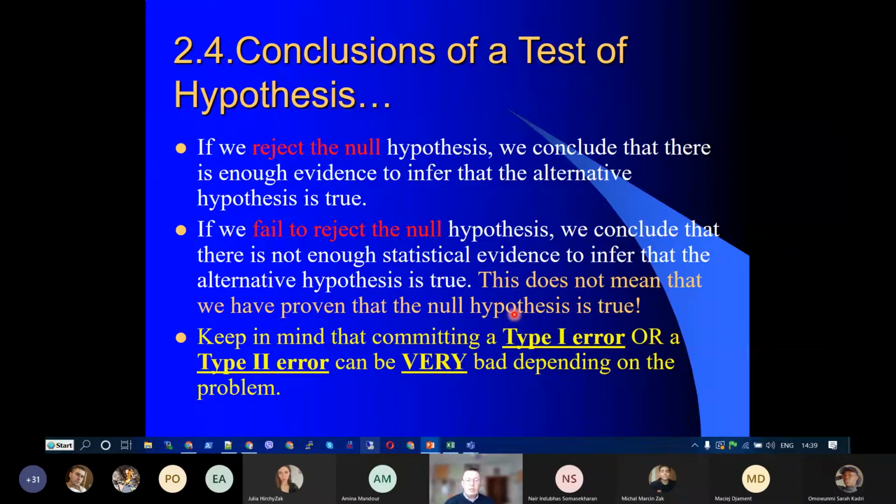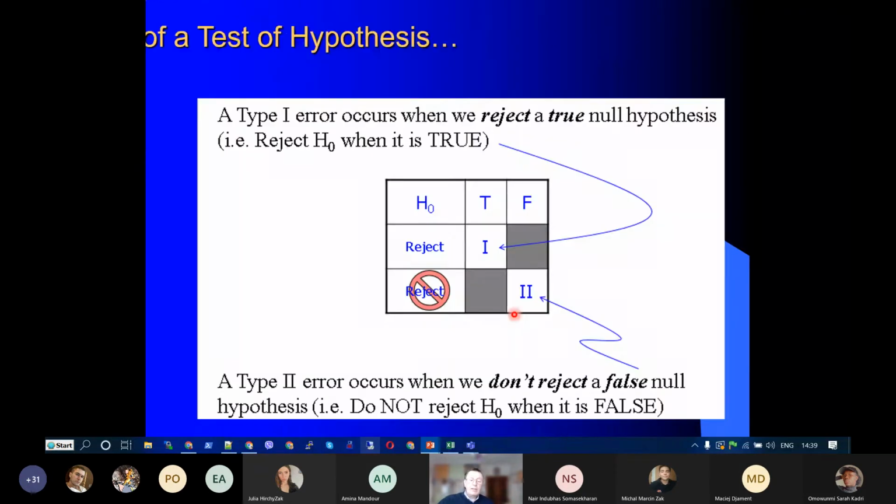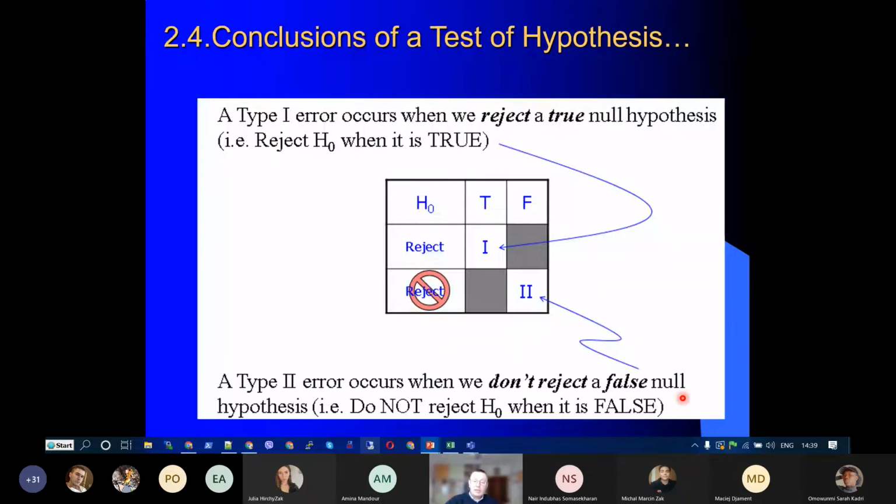That does not mean that we have proven that the null hypothesis is true. It is only what I said: that there is not enough evidence for a conclusion. And that brings alpha together with type 1 error or type 2 error, and both are very bad depending on the problem. Here is a simple matrix which I present to show how the situation could look when we have to reject or do not need to reject the null hypothesis, depending on whether we have made a correct decision or not. Here we have two cases of error. Type 1 error is when we reject a true null hypothesis, and type 2 error is when we don't reject a false null hypothesis.